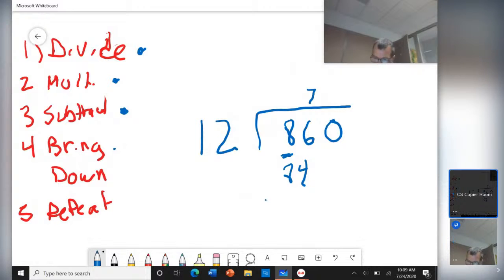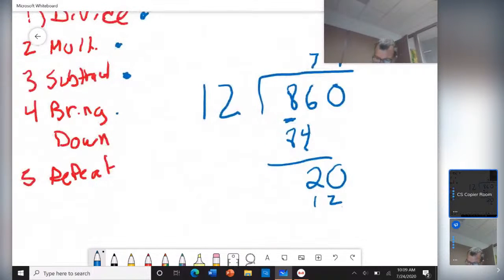Subtract. 86 minus 84 is 2. Then we're going to bring down the 0. And then we're going to repeat. Now, does 12 go into 20? Goes 1 time. And 1 times 12 is 12. And we subtract. You're going to have 8.